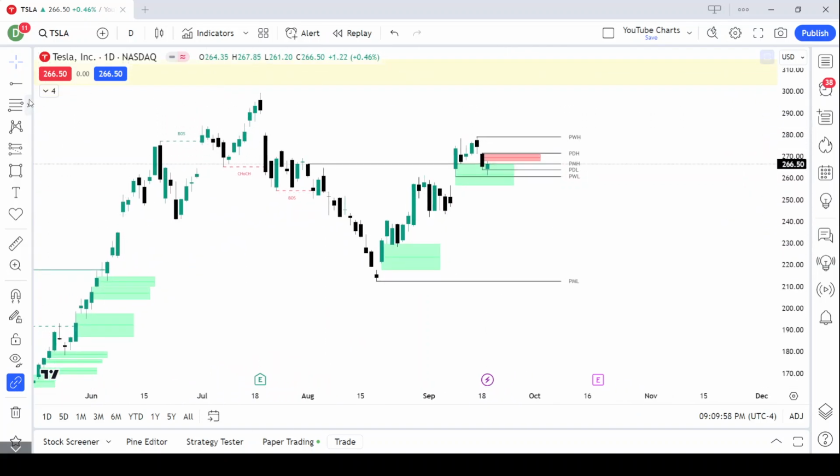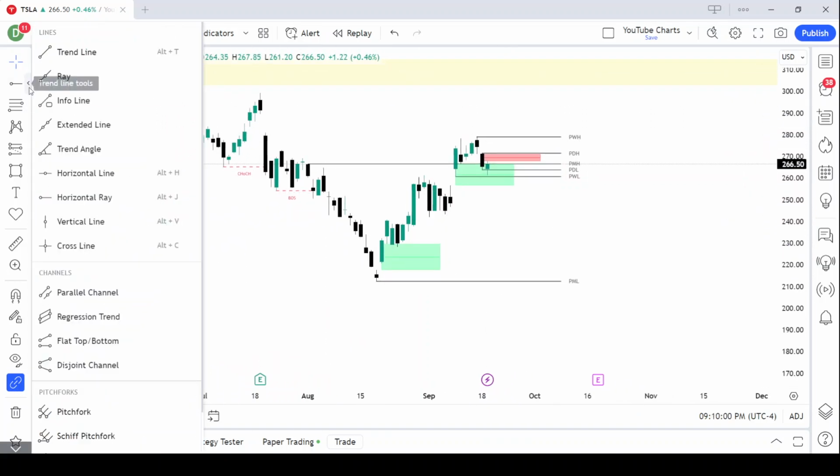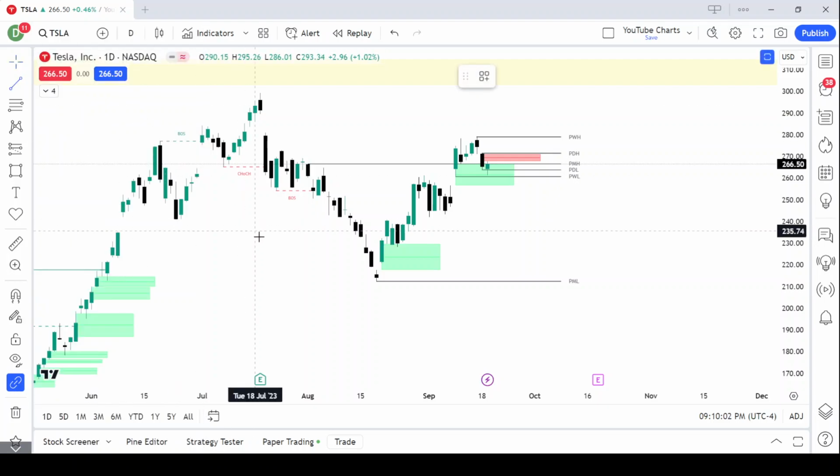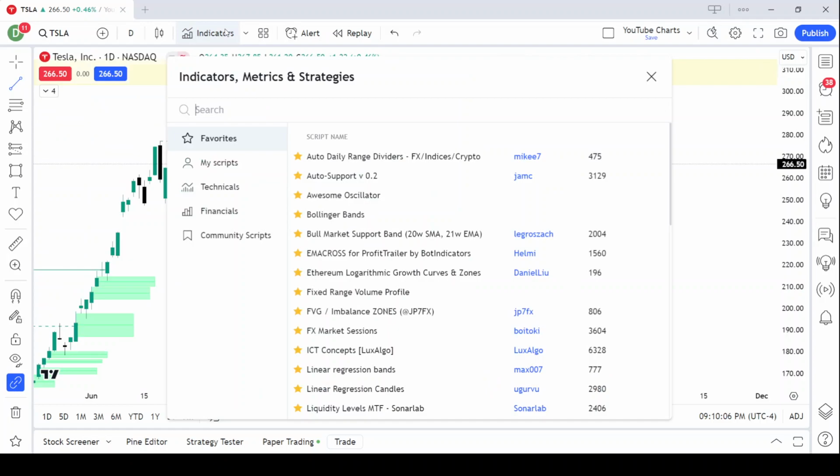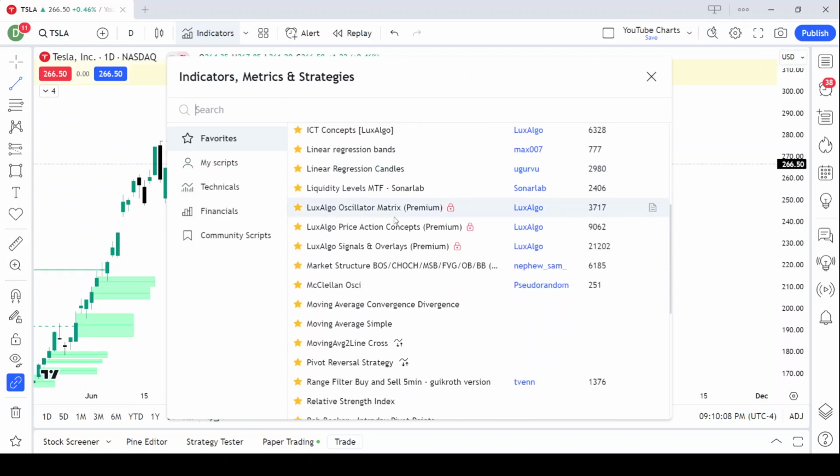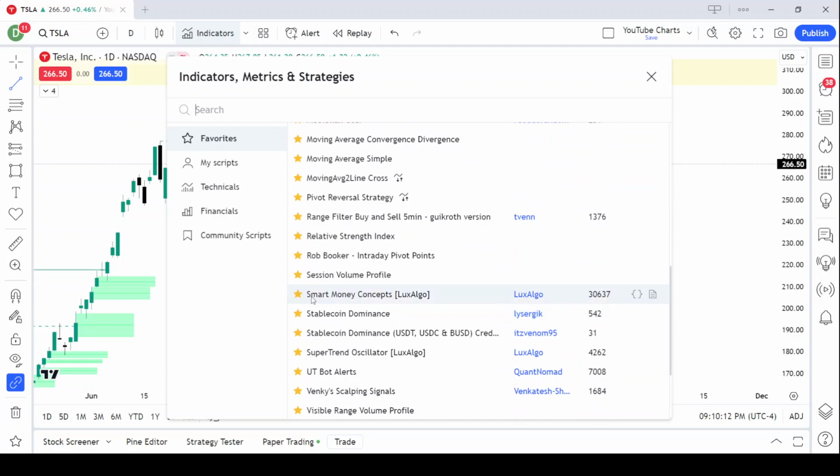For those of you who are new and who are trying to follow along with the charts, I use TradingView, and we use a smart money indicator. I'll go ahead and show you that. It's this one by Lux Algo. It's called Smart Money Concepts. Happy to share my custom settings with you guys.